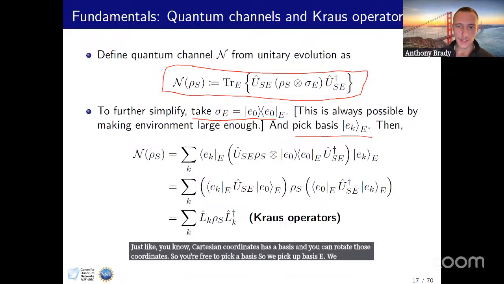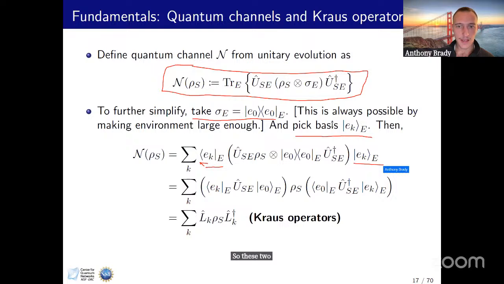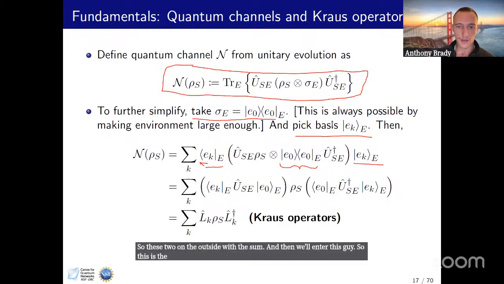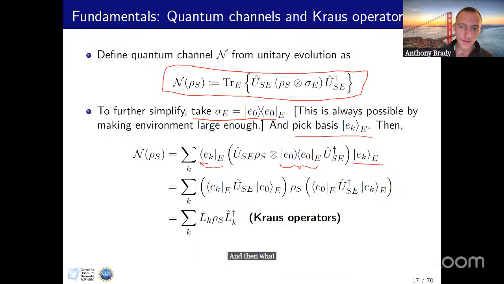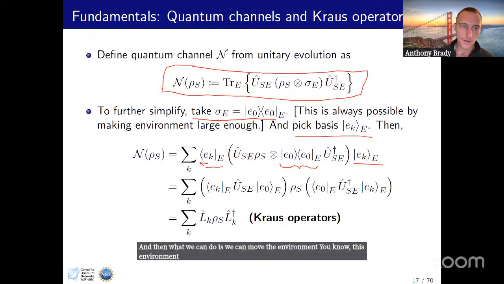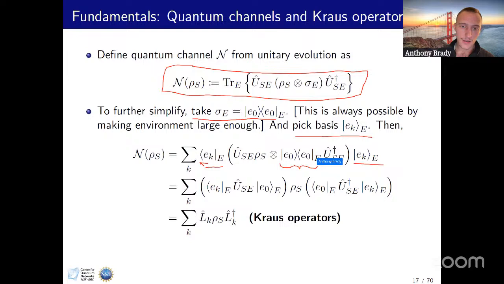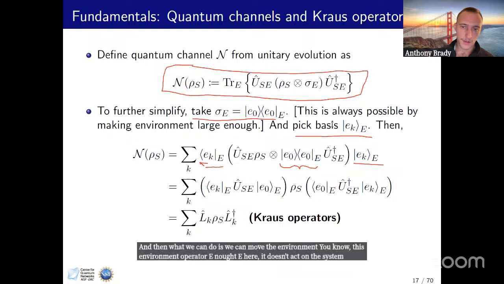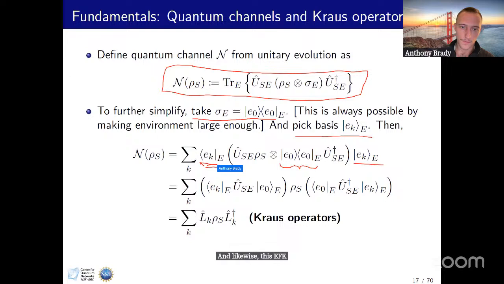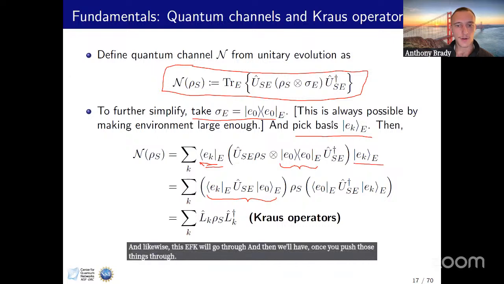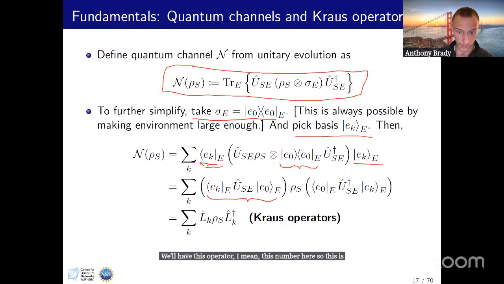We do this partial trace explicitly. So this is this with the sum. These two on the outside with the sum, and then we'll enter this guy. So this is the state of the environment. Then what we can do is move the environment operator, E naught E here. It doesn't act on the system degrees of freedom; these are completely different spaces, so it'll go all the way through. And likewise, this E of K will go through. Once you push those things through, we'll have this number here. Actually, no, this is an operator. So we'll have this operator here.